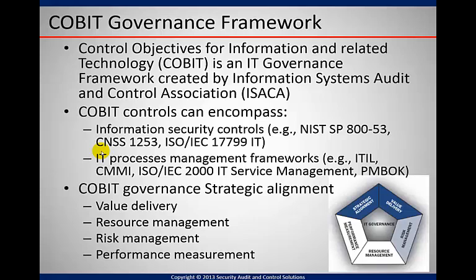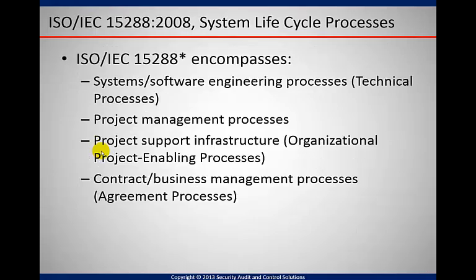Now, COBIT governance strategic alignment looks at value delivery, resource management, risk management, and performance measurement, removing the compliance requirement from a governance point of view away from management. And so we can separate those two.